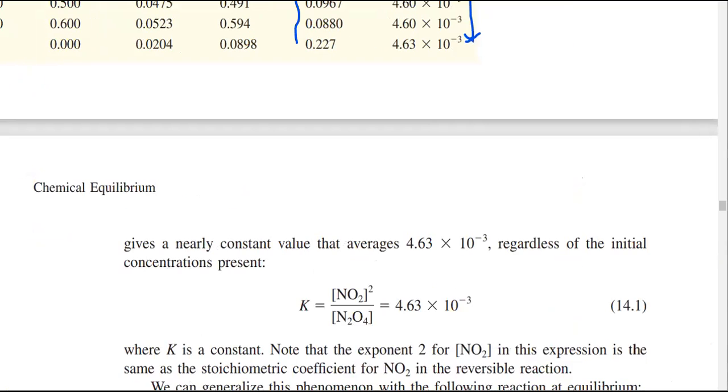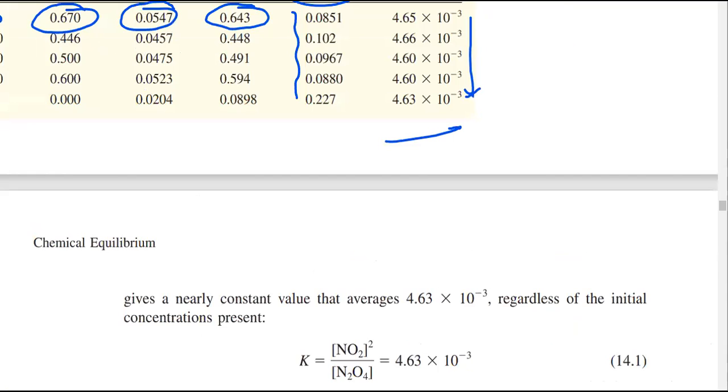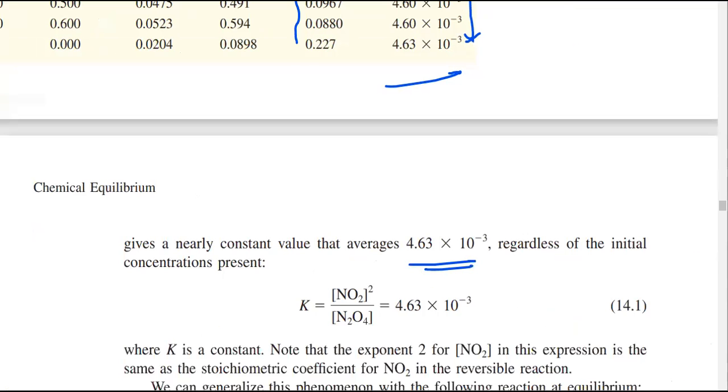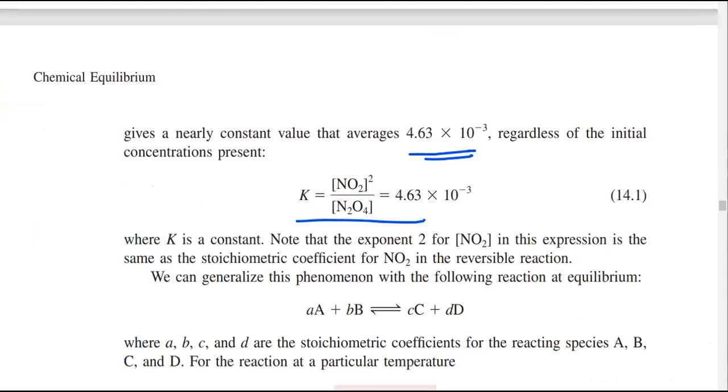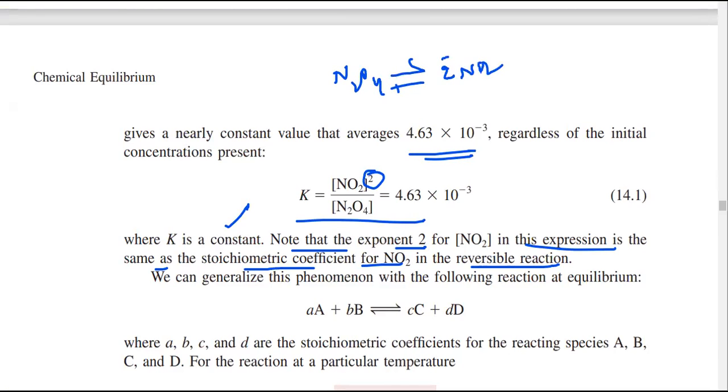So nearly the constant value observed in this one is 4.63 × 10^-3, regardless of the initial concentrations which are present. That ratio here we call a constant. That constant we call the equilibrium constant. Note that the exponent 2 that we have shown over NO2 in this expression is the same as the stoichiometric coefficient of NO2 in the reversible reaction. We have a reversible reaction: N2O4 in equilibrium with NO2, and the stoichiometric coefficient of NO2 is 2.